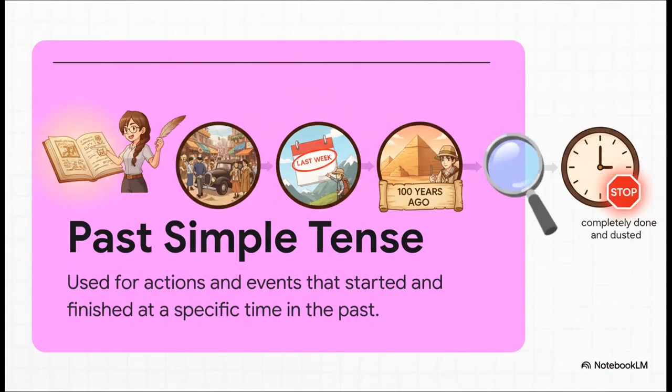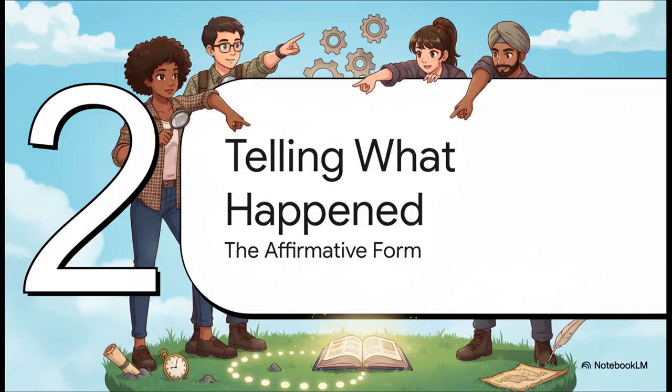Now, this is the most important thing to remember. We use the past simple for actions that are completely 100% finished. They had a beginning and they had an end, all in the past. We're talking about things that happened yesterday, last week, or, hey, even 100 years ago. It's all over. Every good investigation has to start with the facts, right? So let's find our very first clue by learning how to state what actually did happen.